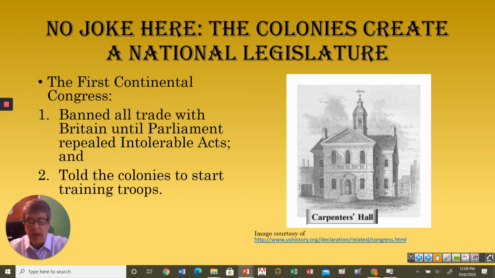Two, the Continental Congress told the colonies to start training troops. So the fighting hasn't started just yet. That's going to wait until 1775. But here you see late summer, early fall of 1774, the colonists are preparing for war. They're starting to understand boycotts are probably not going to be enough. We're going to have to fight.